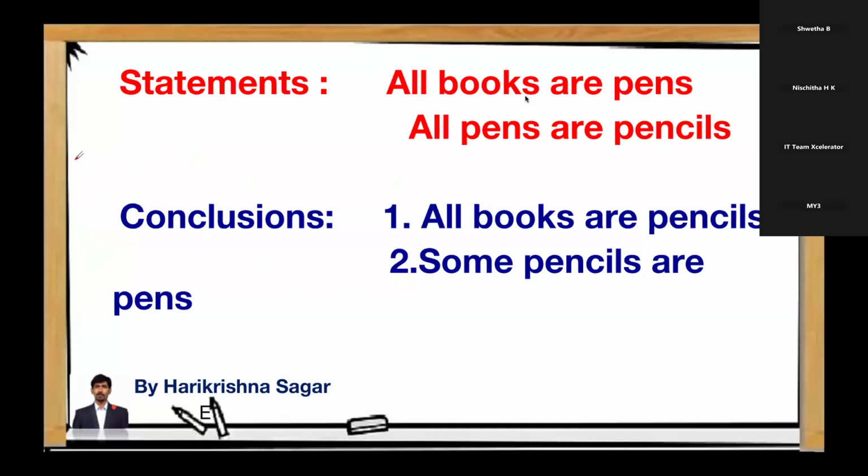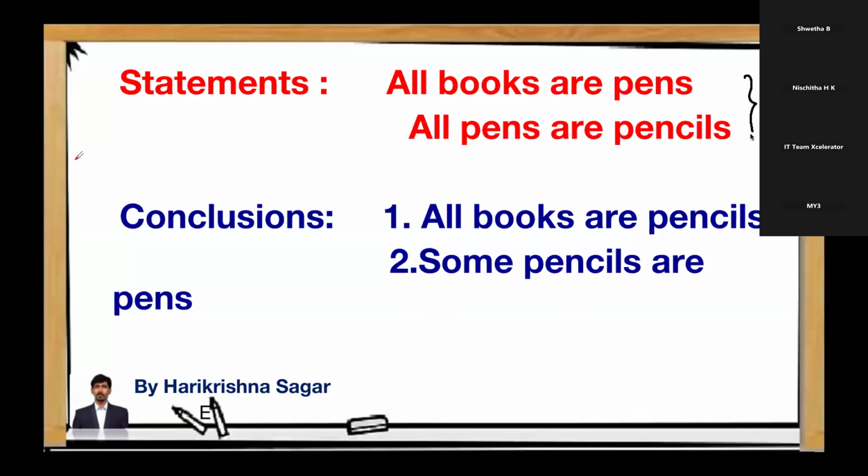All the books are pens. This is the first statement. All the pens are pencils. This is the second statement. Conclusions: all books are pencils; some pencils are pens. If you read the complete question at once, you won't understand anything. So the approach should be like this: do not read the complete question. Reading the complete question is not going to be helpful for you.